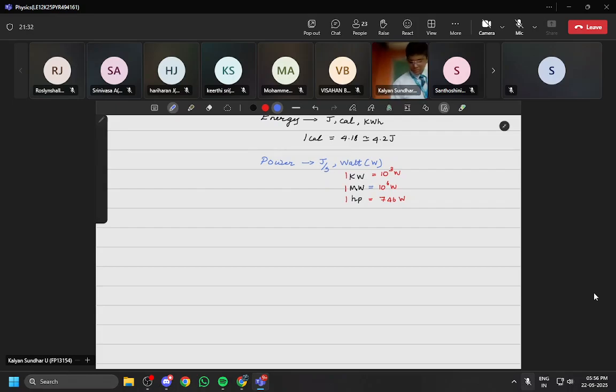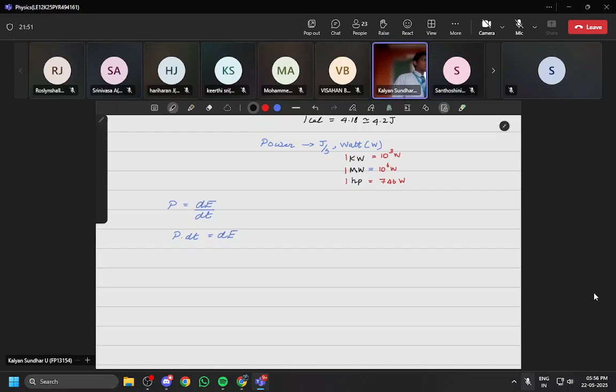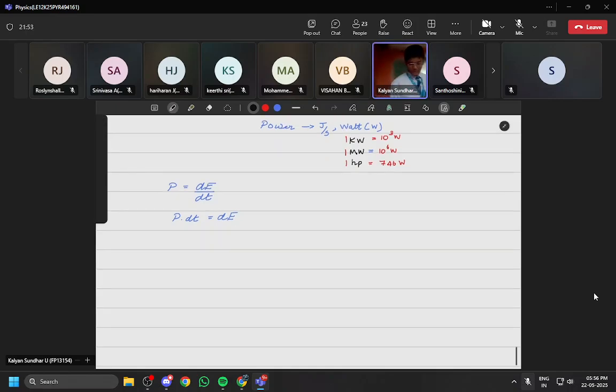Right? So next comes your power with respect to energy. Energy is being lost per unit time. Correct? So by rearranging this, P into dt will be equal to dE. So what will be the total energy? The integration will be from 0 to time T, with initial energy 0, and what is the energy it is going to develop.